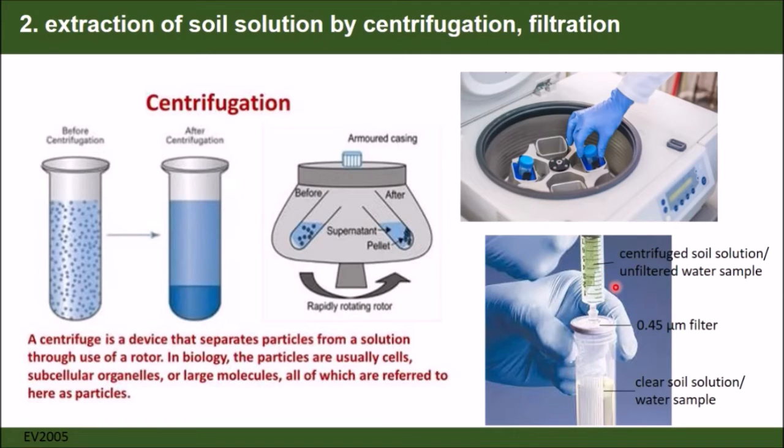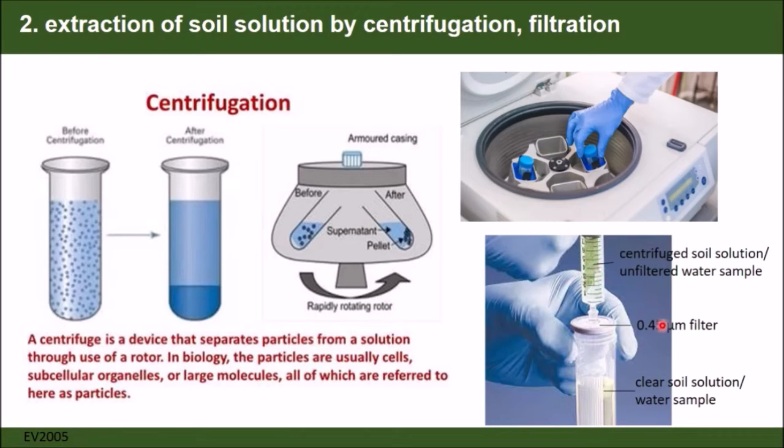And then press the solution through a 0.45 micrometer filter. So in this example, you have this syringe full of the centrifuged soil solution, or maybe the unfiltered water sample if you didn't filter it before. I'm not sure if you have this equipment in your laboratories. If not, you can also use a filter paper.